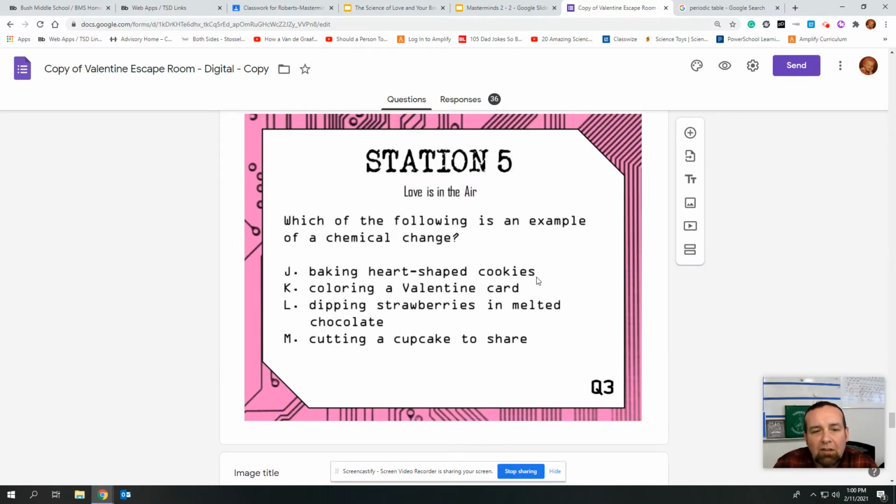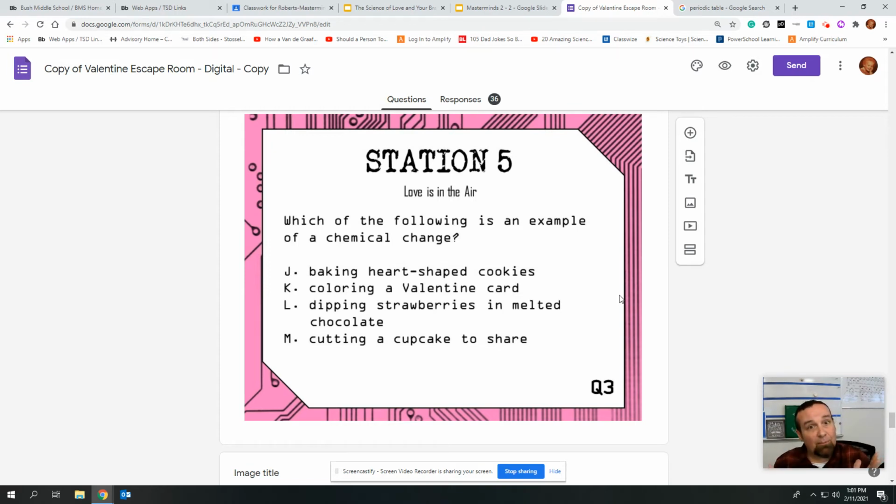Which of the following is an example of a chemical change? So remember, chemical changes occur when you have a brand new substance. So let's start at the bottom. Cutting a cupcake. So we still have a cupcake. We could put it back together and then it would be a whole cupcake. So it really hasn't changed. It's still a cupcake. If you dip your strawberries in melted chocolate, the strawberries are still strawberries, right? They're just kind of coated with something. It's like when you put on your coat or a shirt, your skin doesn't change. It's still skin, right? Same thing with coloring a Valentine's Day card.